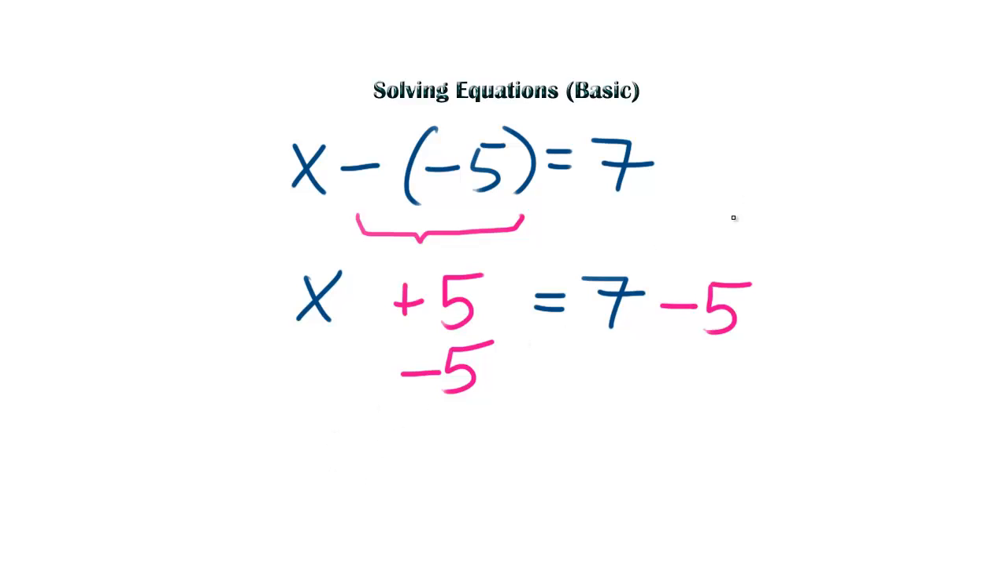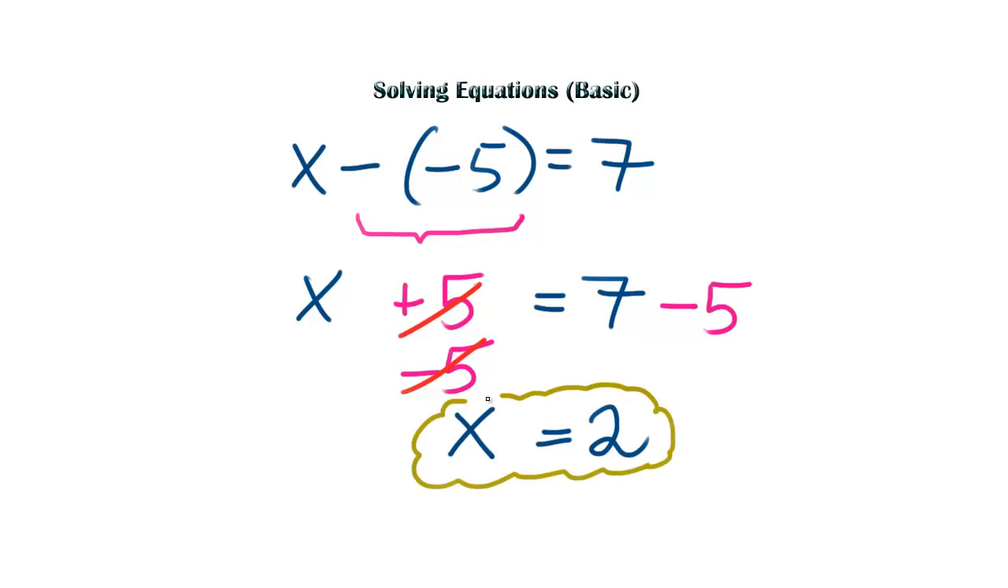So now look at what happened here. So the positive 5 and the negative 5 go to 0, and then on the left hand side we have just the x, so let's bring that down. Done. 7 minus 5, guess what? That's just 2. And we're done with that one, right? And we're happy.